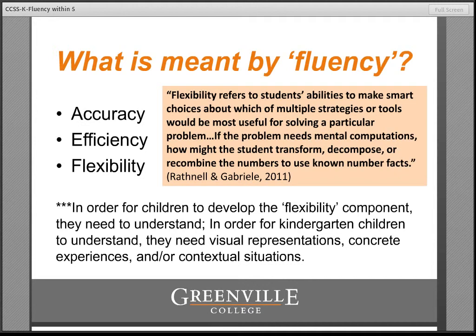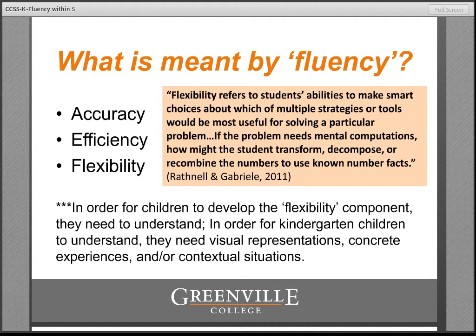Now, in order for kindergarten children to be able to have that level of understanding, they're really going to need to still have visual representations, concrete experiences, and/or contextual situations. Why? Because kindergarten children, to them, the symbolic language of math is like a second language. They can't think in that second language yet.